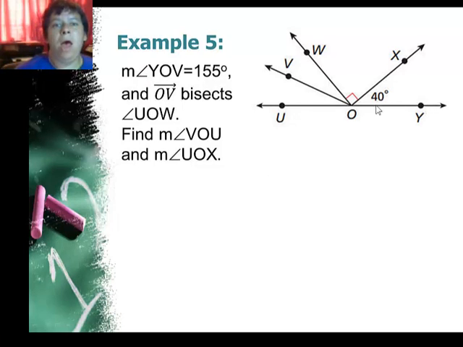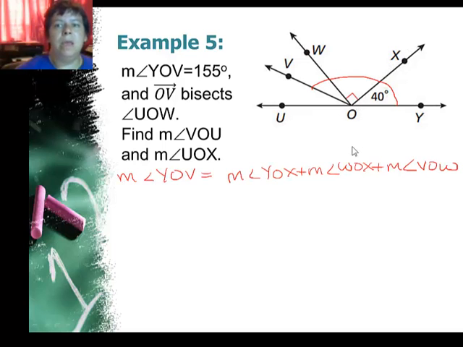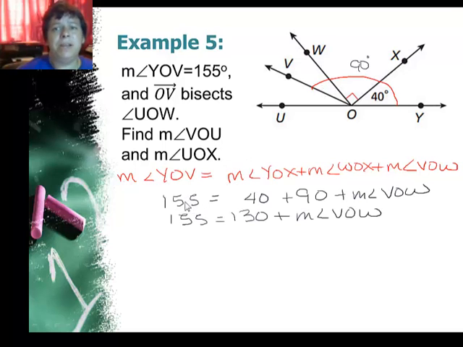We have YOV is 155 degrees. OV bisects this angle, UOW. And we want to find out VOW and UOX. So for the first thing, I'm going to use the angle addition postulate using this large angle they gave me here. I know that YOV, the measure of that angle, equals the measure of this angle, YOX, plus WOX, plus WOV. Now I'm going to substitute in the numbers, and I get 155 equals 40 plus 90, plus the measure of the angle VOW.